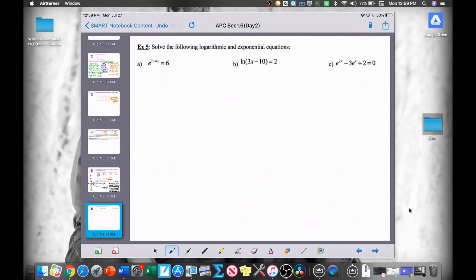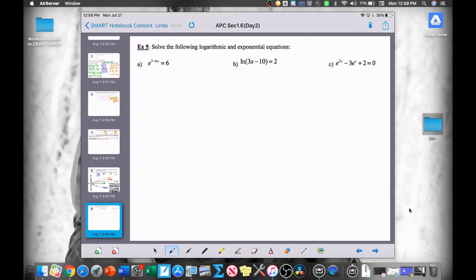Our last examples have to do with solving logarithmic and exponential equations. So this is just a little review of algebra today. Let's begin with example A. We have e to the 7 minus 4x power is equal to 6.